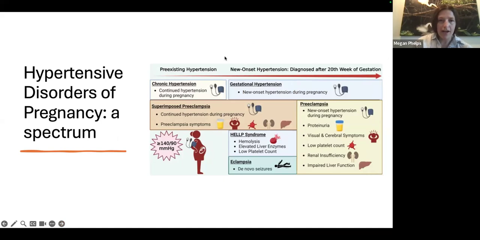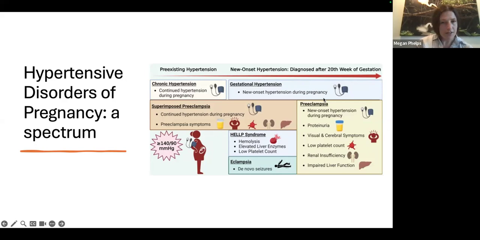Just a reminder, I like to think of them as a spectrum, and ask myself if the elevated blood pressure starts before 20 weeks or after 20 weeks. We define elevated blood pressure as 140/90 on 2 separate occasions, separated by 4 hours or more. If it happens before 20 weeks, it's likely a chronic hypertension, which we won't spend much time talking about. After you ask yourself about when it starts, ask about protein in the urine. If they don't have protein in the urine, that's gestational hypertension. If they do have protein in the urine, that's preeclampsia.